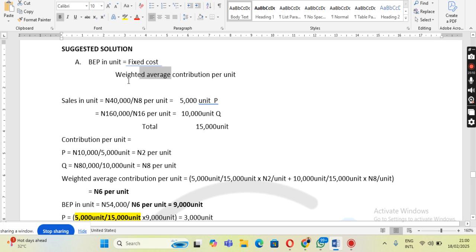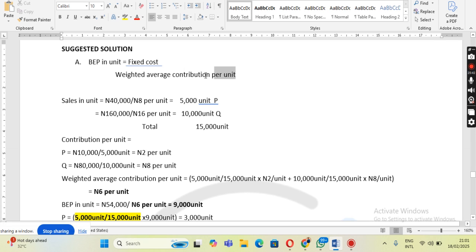Now, how will you get the weighted average? Since the question says it is units, you need to look for the mix. The mix means the sales in unit mix. Mix means 5,000 divided by 15,000 units. What is the percentage of P in this total of 15,000 units? It is 5,000 divided by 15,000. That gives you the percentage of P. So that is what you need to get first.